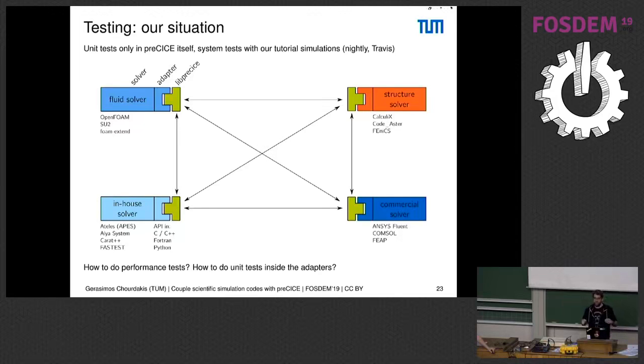So if you had a central instance, this would be a bottleneck, because you need to gather everything and then scatter everything. There are other coupling tools that do that, but we primarily focus on HPC, so we need to solve such issues this way.